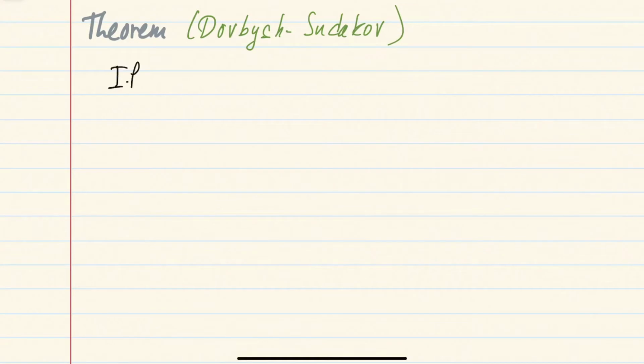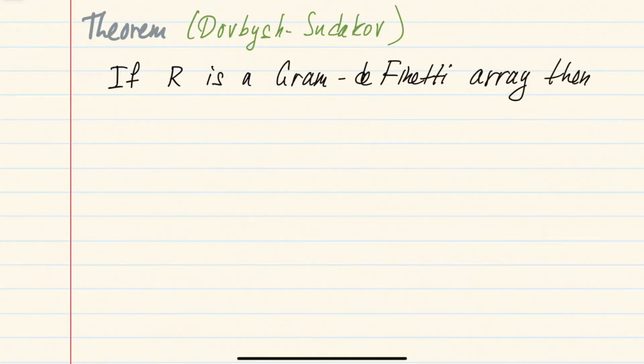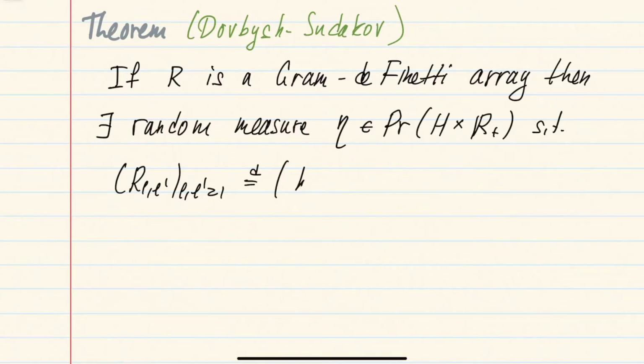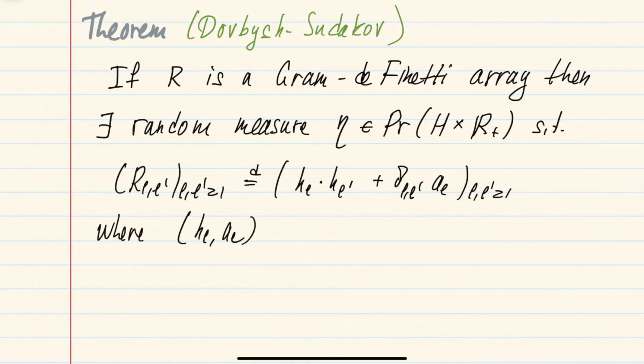states that if the array R is a gram-definite array, then there exists a random probability measure on the product of Hilbert space and positive half line, let's call this measure eta, such that the array is equal in distribution to the sum of a gram-definite array plus, on the diagonal, some non-negative elements a_l, where this sequence (h_l, a_l) is an IID sequence from this measure eta, conditionally on eta, or given eta.